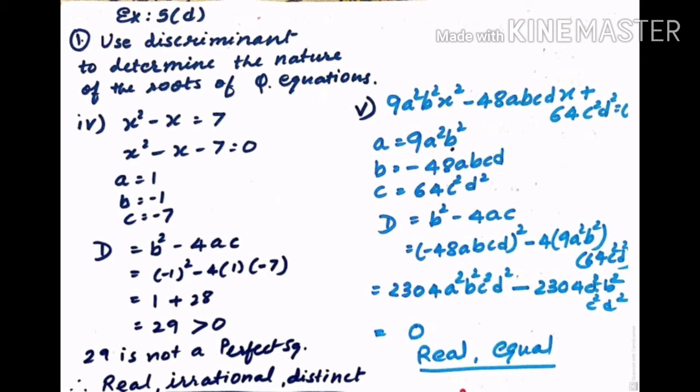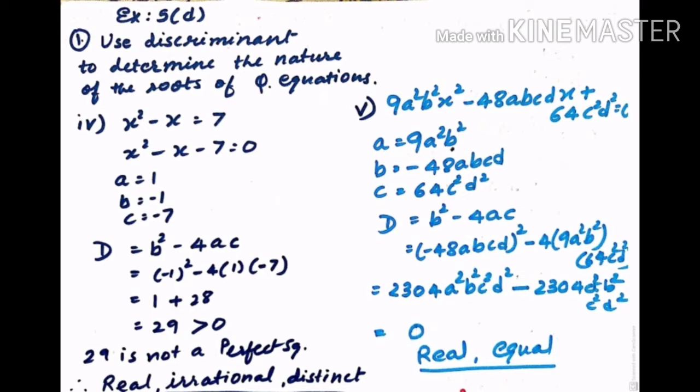Now we choose our a, b, c values. As you know, the x square coefficient is known as a, the x coefficient is known as b, and the constant term is c. So here a is 9a square b square, b is minus 48abcd, and c is 64c square d square. Now we find our d, that is b square minus 4ac.